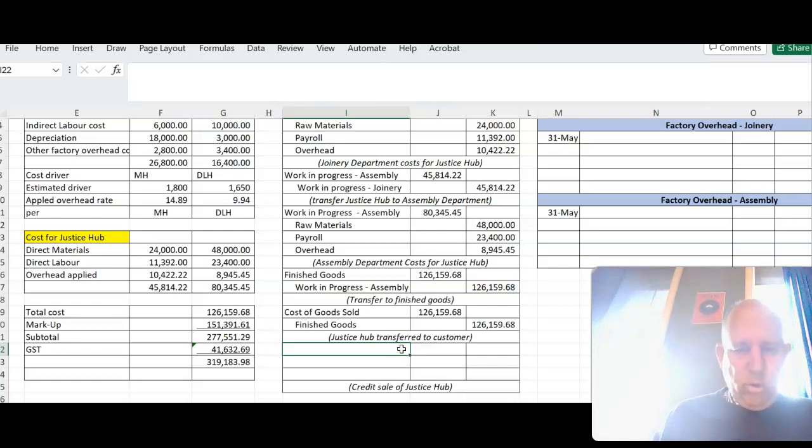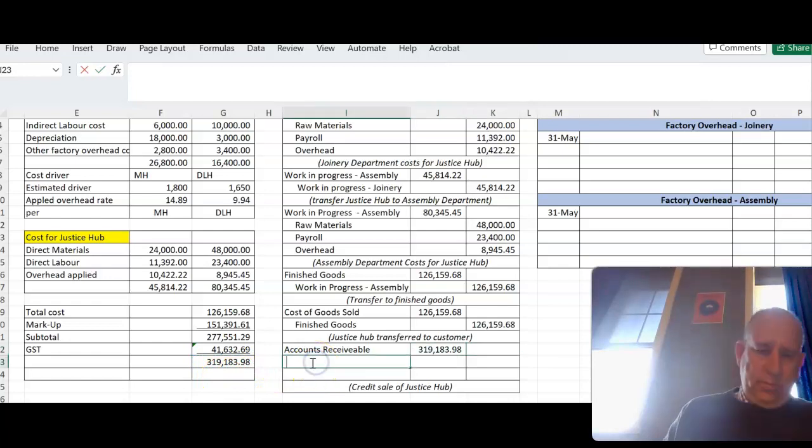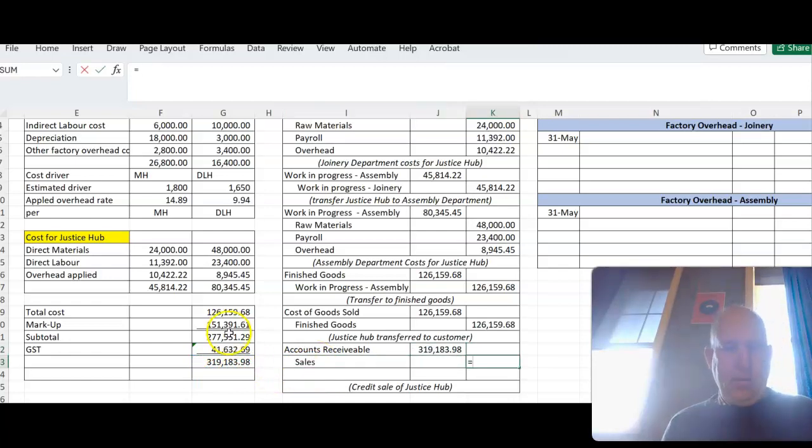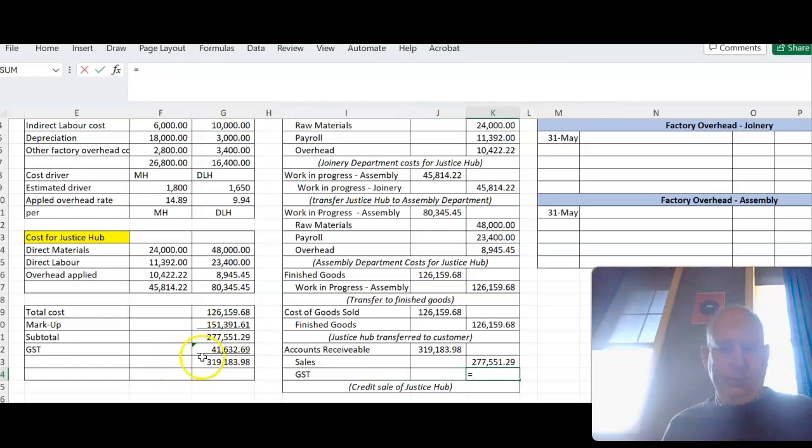And then lastly we'll record the sale. So the sale of the Justice Hub we'll put, assuming they don't pay us cash straight away, and that's going to be the full amount made up of the amount excluding GST and the GST figure. Okay, on to the last part.